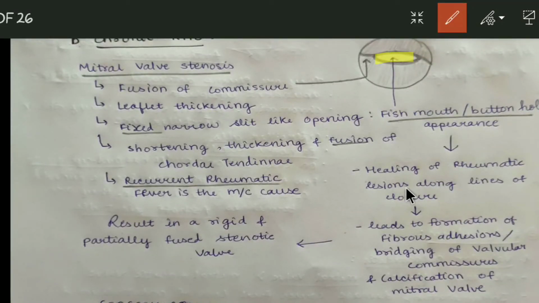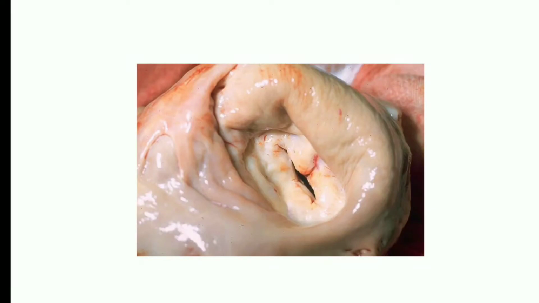The healing of the rheumatic lesions along the lines of closure leads to the formation of fibrous adhesions or bridging of the valvular commissures, and also calcification of the mitral valve, that results in a rigid and partially fused stenotic valve. Remember, this is of chronic rheumatic heart disease. Shortening, thickening and fusion of the chordae tendineae occurs. Recurrent rheumatic fever is the most common cause. Here you can see the leaflet thickening and a fish mouth or buttonhole appearance.